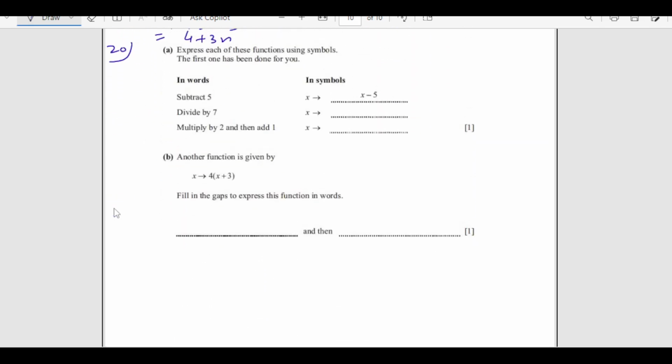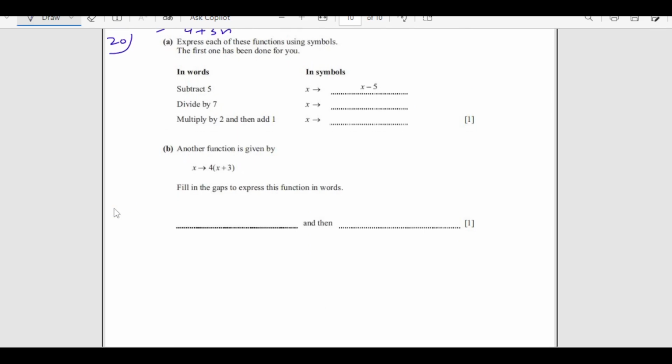So this is the last question for this revision session. I hope you guys get it. So let me know in the comment section. So this is question from the functions. Express each of these functions using symbol. The first one has been done for you.